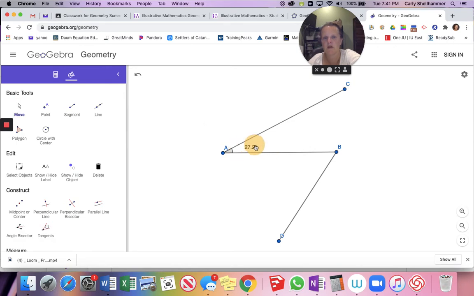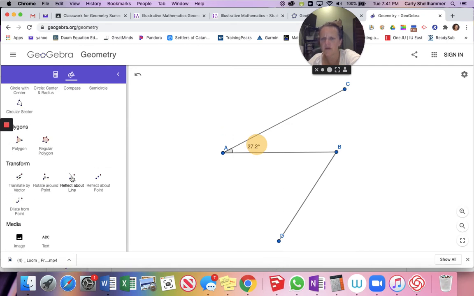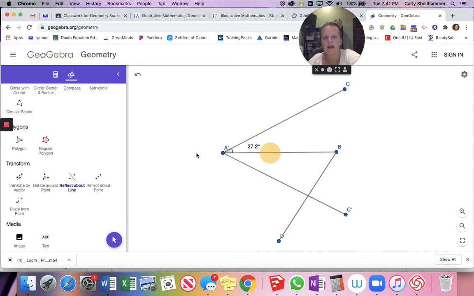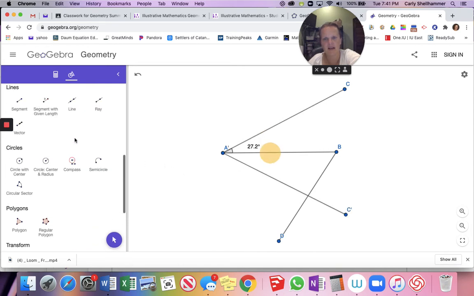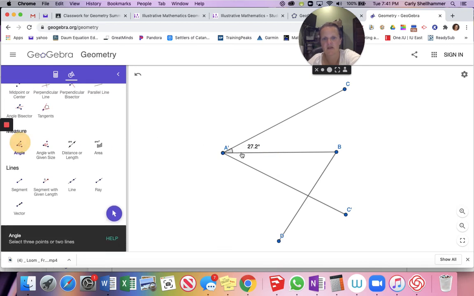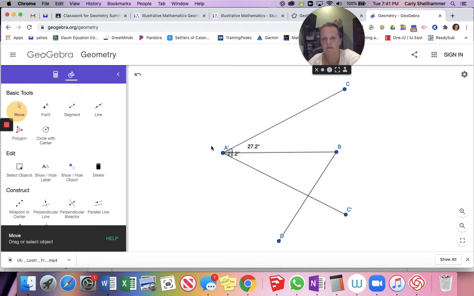So I want to copy this angle. So I'm actually going to transform, reflected about a line. So if I reflect this segment over that line, I get another angle. Let's measure this and show that it's congruent. Cool.